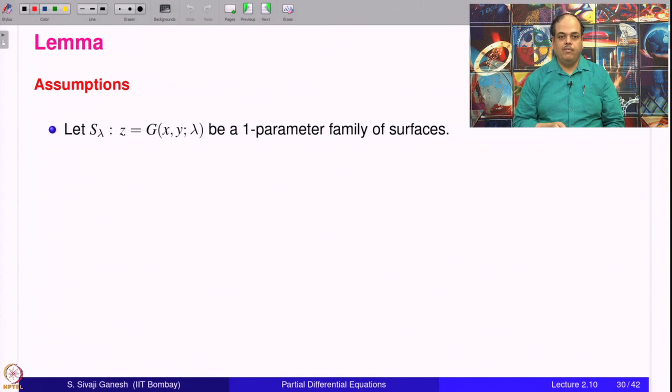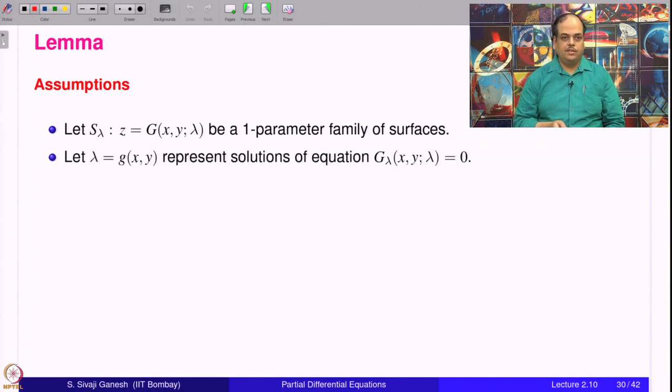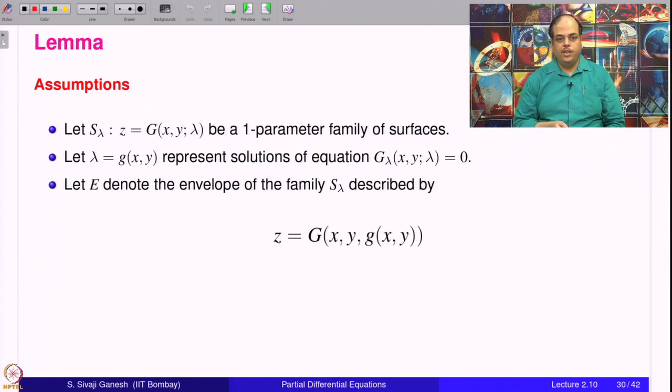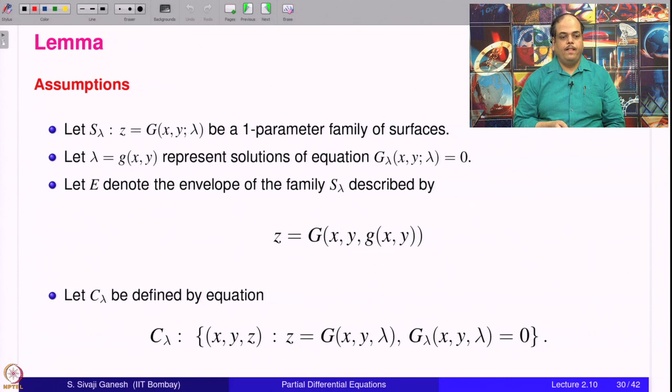Let S lambda be a one parameter family of surfaces and let lambda represent solutions of this, so that I am going to go back and substitute in this. Therefore, E denotes the envelope, we have defined it as a union. Now it is simply this, capital G of x, y. Let c lambda be the curve of intersection of z equal to g as well as g lambda equal to 0.